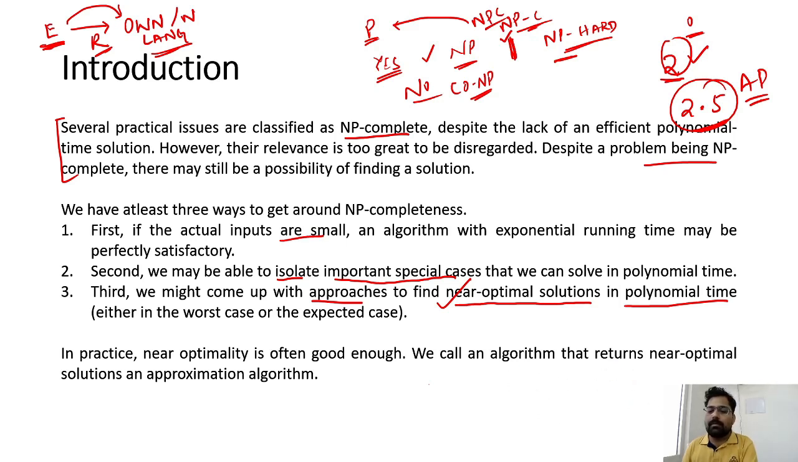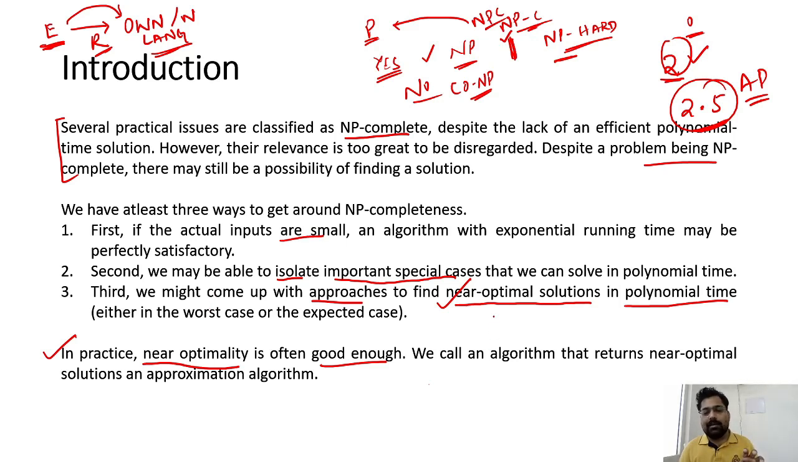And one more thing I must tell you, this is not about any particular problem, this is all about NP-complete problems. In upcoming videos, we are definitely going to discuss how the vertex cover is exactly planned, how we get an approximation algorithm, and how we get near-optimal solutions. Everything we'll discuss. So here it is written that near optimality is often good enough, as compared to these 3 different points which we discussed.